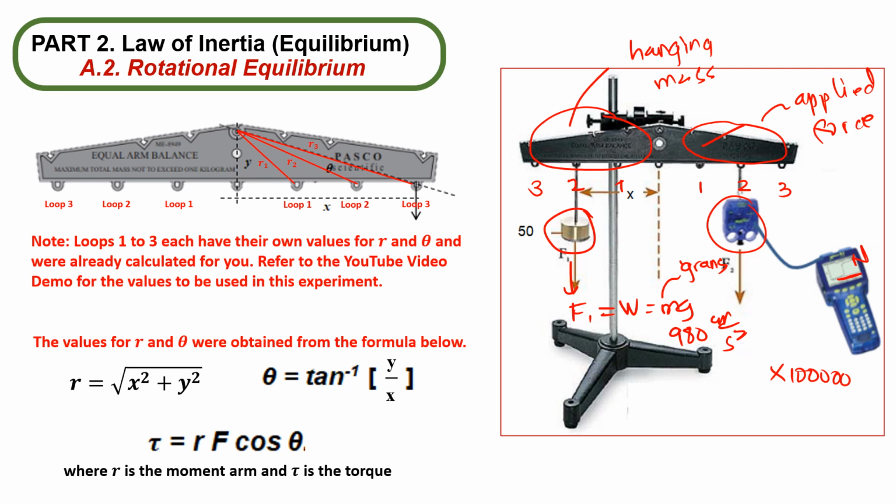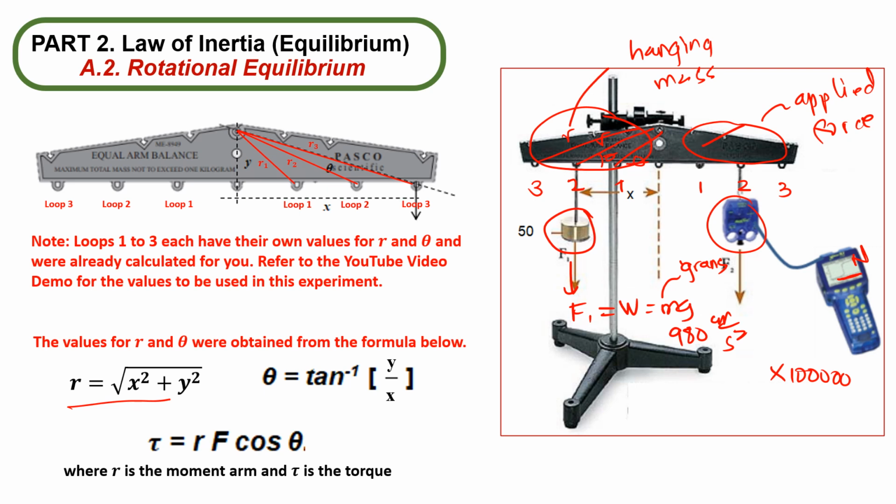Okay, so what we need to do here is to balance the equal arm, and on the left side we need to place a hanging mass, and on the other side, we need to place a force sensor. And also we need to compute for the R and also the angle. For loop 1, loop 2, and loop 3, there are different values for R and also different values of theta. For R, this is the formula, the Pythagorean theorem.